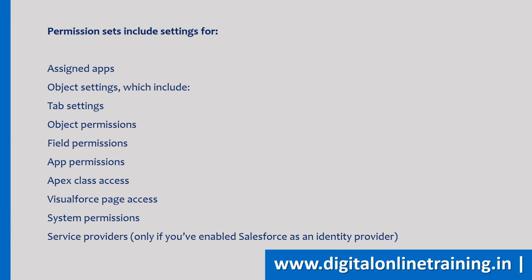Permission sets include settings for assigned apps, object settings, which include tab settings, object permissions, field permissions, app permissions, Apex class access, Visualforce page access, system permissions, and service providers, only if you've enabled Salesforce as an identity provider.